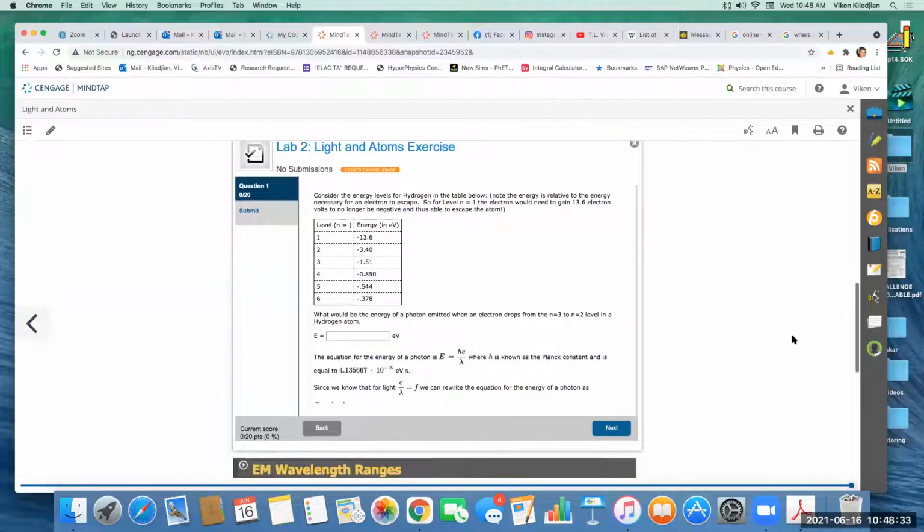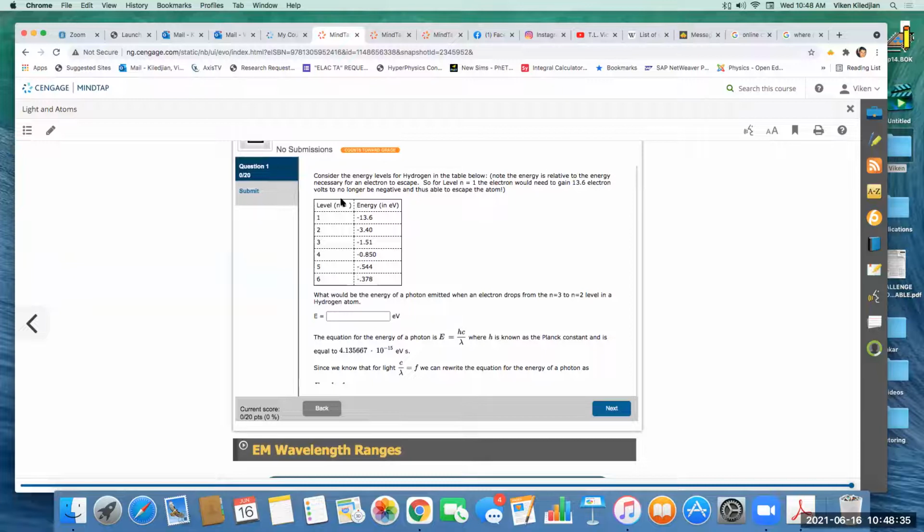Okay, so for this one, you would type this table in your Word, and then show work for this, how you're getting this answer. You would type the question down too. So type the question, what would be the energy of a photon when an electron jumps from energy 3 to 2? So type the question down and then answer that question, show the work for that.